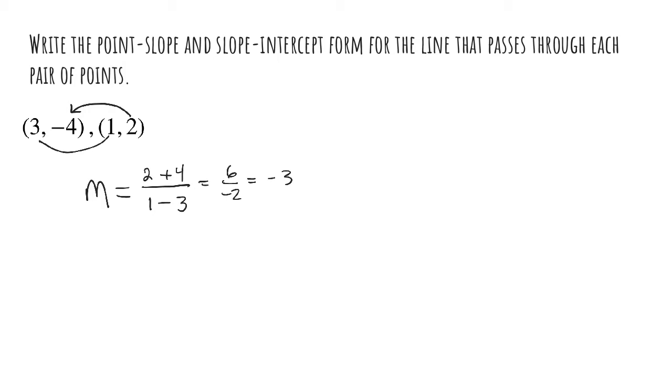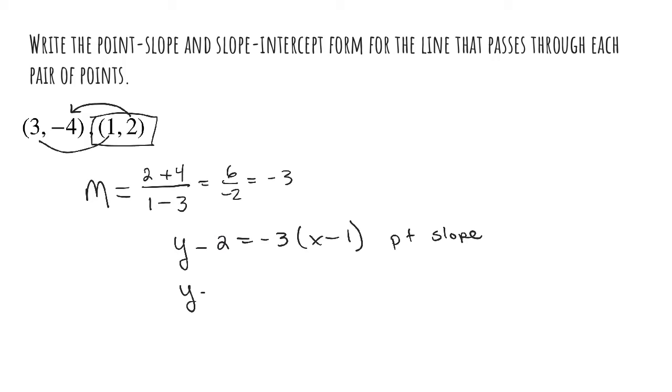Then I'll write it in point slope form, and it doesn't matter what point you pick. I'm going to pick the one that doesn't have any negatives. y minus the y coordinate equals the slope times x minus the x coordinate. There's your point slope. Then to get it to slope intercept, distribute the negative 3: negative 3x plus 3. Add 2 to each side, y equals negative 3x plus 5. That's your slope intercept form.